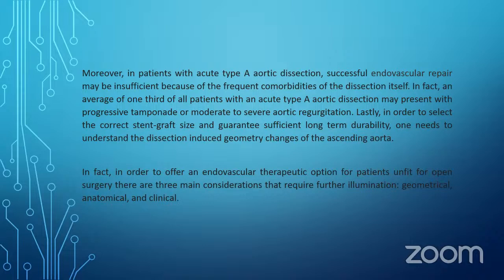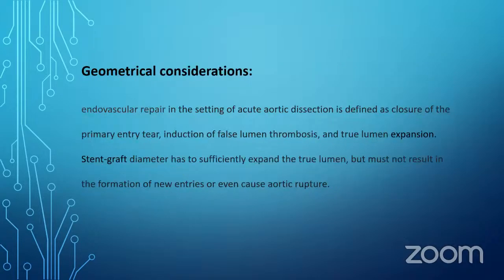Lastly, in order to select the correct stent graft size and guarantee sufficient long-term durability, one needs to understand the dissection-induced geometric change of the ascending aorta. In fact, in order to offer an endovascular repair therapeutic option for the patient unfit for open surgery, there are 3 main considerations that require further illumination: geometrical, anatomical, and clinical.